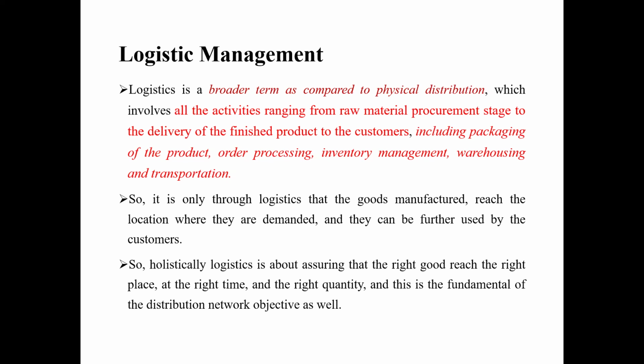It is only through logistic that the goods manufactured reach the location where they are demanded. That means it is used for the final consumption. So holistically, logistic is about assuring the right goods reach the right place at the right time and in the right quantity. And this is also the fundamental objective of the distribution network as well.